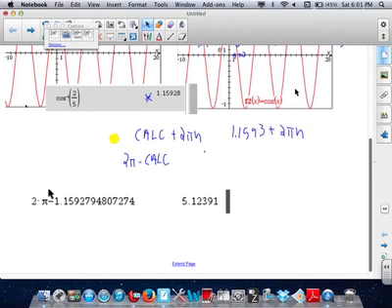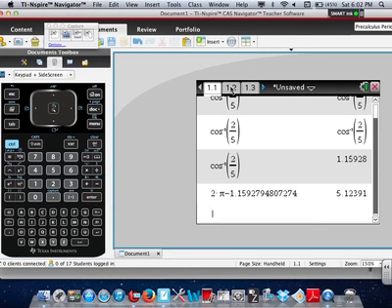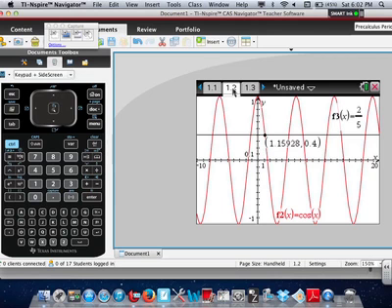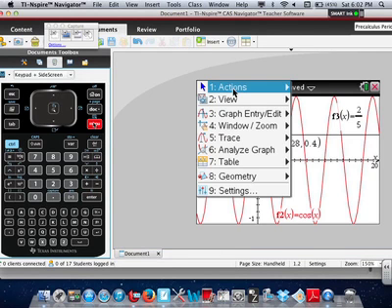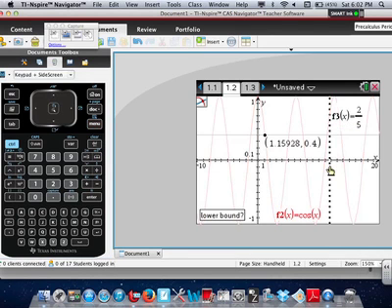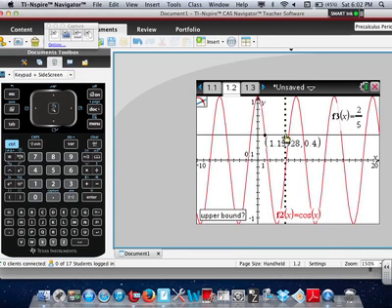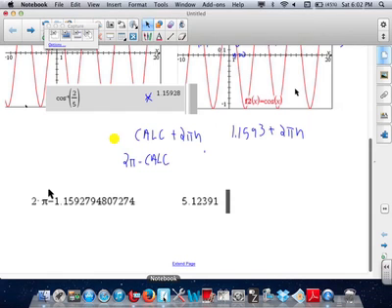Now we can see if this is actually the case by looking at the graph of cosine, like we did before, and finding that second intersection point. Let me do that here for you real quick. All right, there we go. There is that second intersection point, and it's exactly what I've got right here.